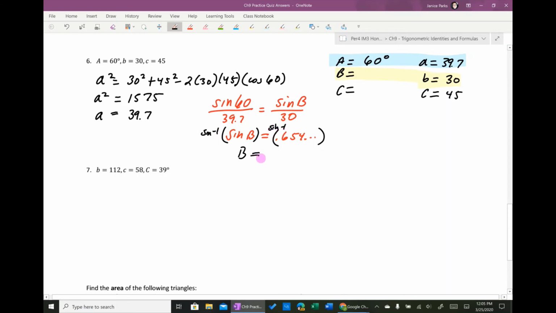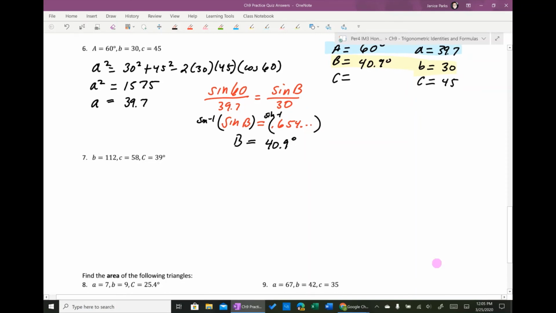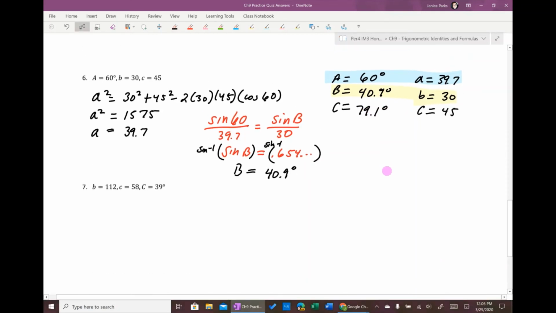So B is equal to 40.9, and that's degrees because that's an angle. And then all three angles have to add up to 180. So that's 79.1 degrees. And again, double check that the biggest angle is across from the longest side. So angle C is the biggest, so it has to be across from the longest side.